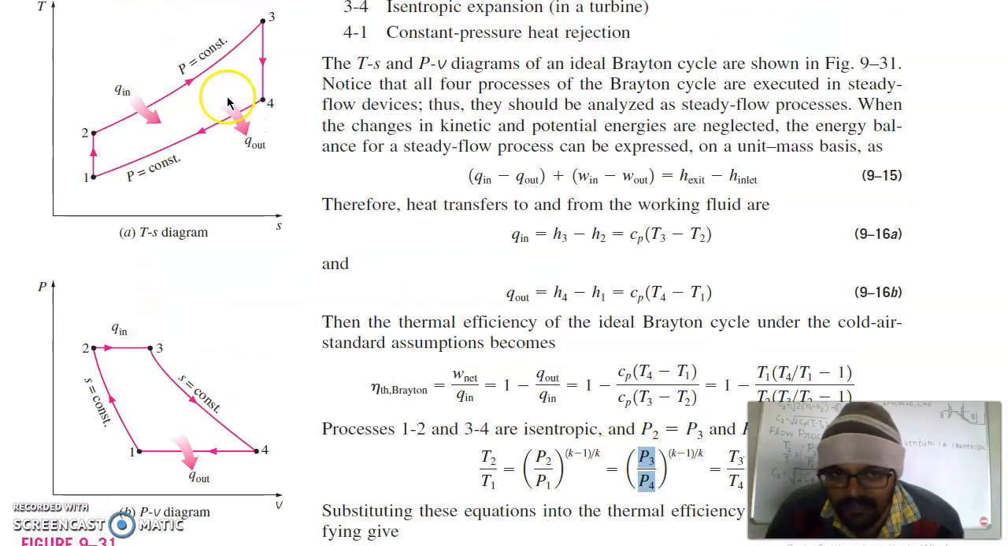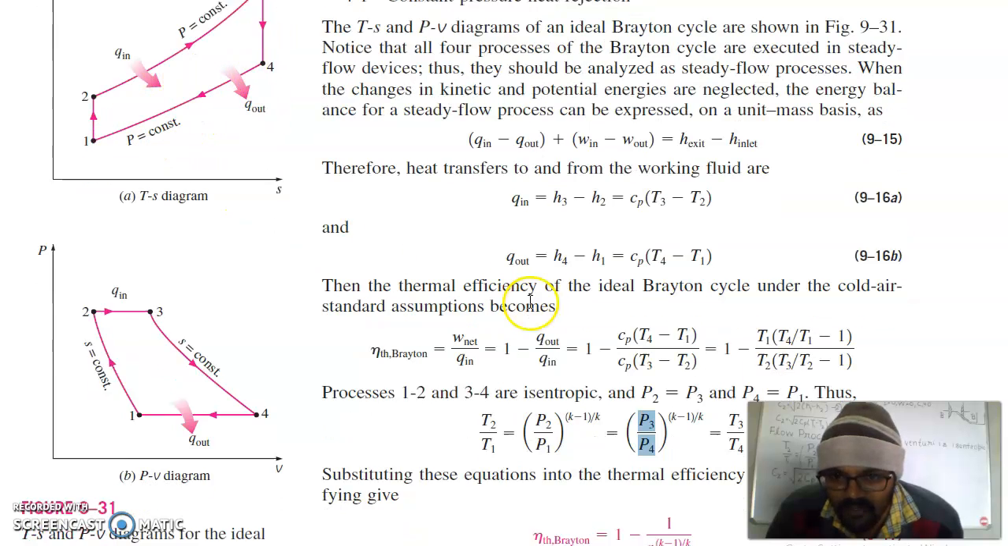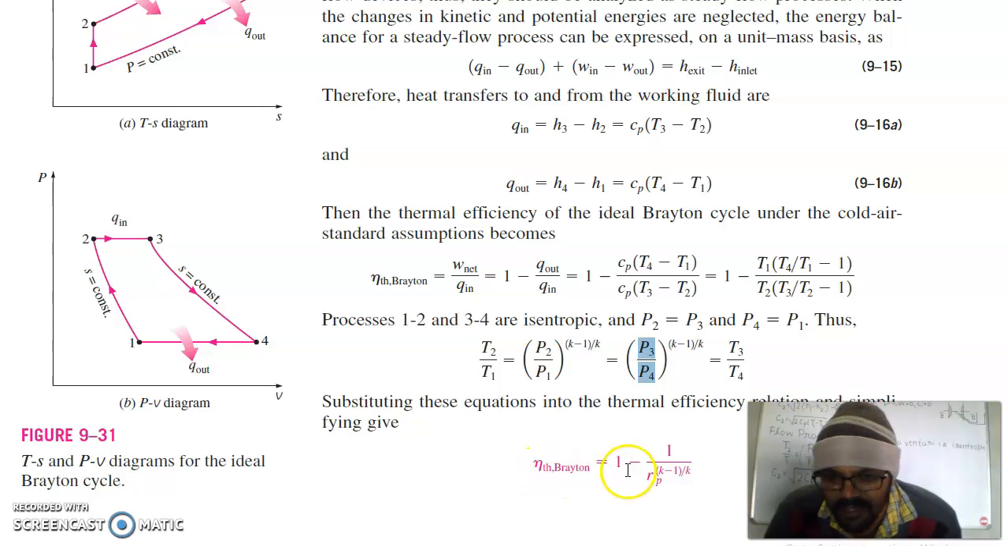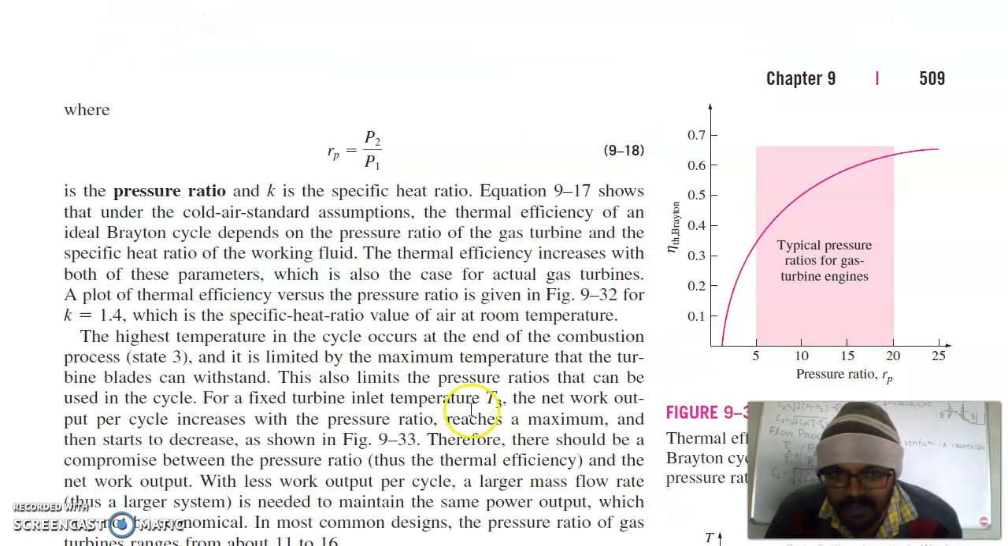As we know, P3 and P2 are equal and P4 and P1 are equal. So the efficiency of the Brayton cycle is 1 minus 1 by Rp raised to the power (K minus 1) by K, where Rp is the pressure ratio of the gas turbine, which is P2 by P1, or you can say the compression or expansion pressure ratio, and K is the specific heat ratio. So this is the pressure ratio Rp and the Brayton cycle efficiency.